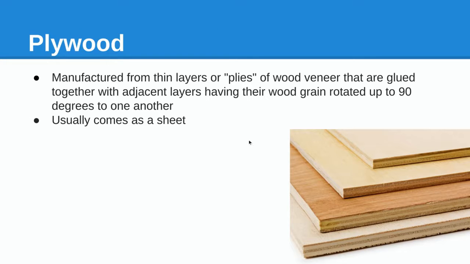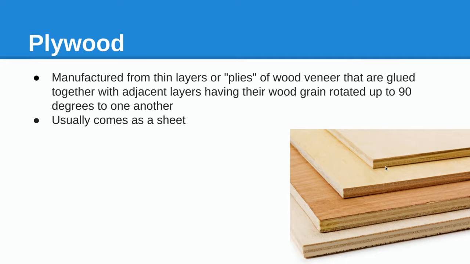Plywood. Manufactured from thin layers of wood called plies of wood veneer that are glued together with adjacent layers having their wood grain rotated 90 degrees to one another. They usually come as a sheet. So you can see all the different layers in there. It looks like there's at least 5 layers in that top board right there.